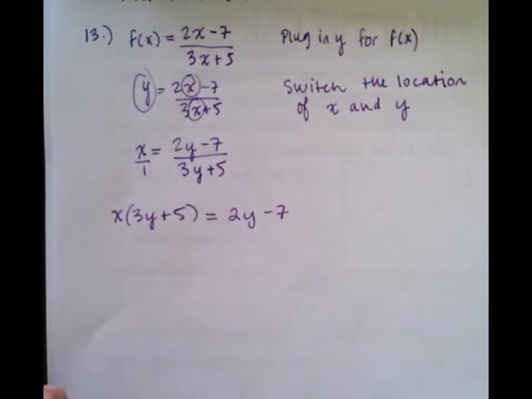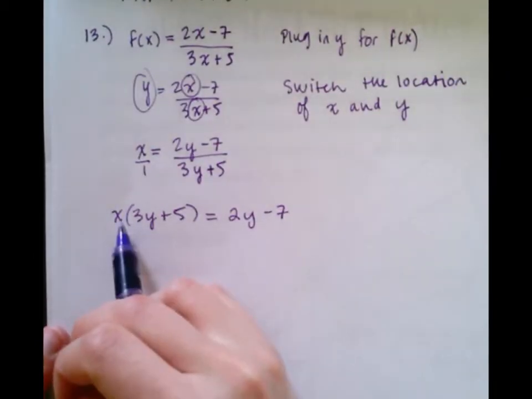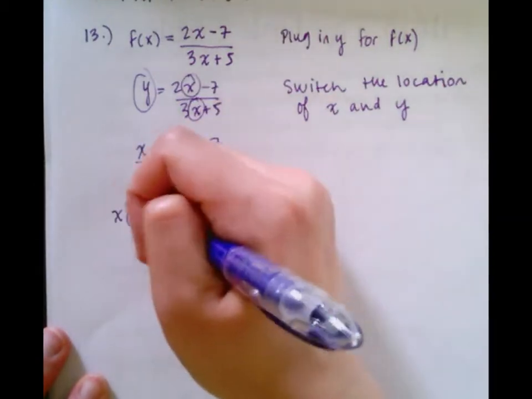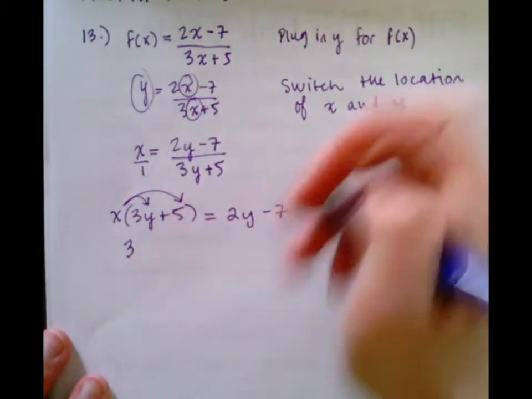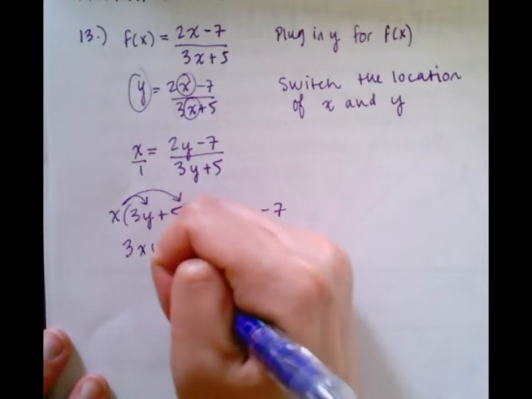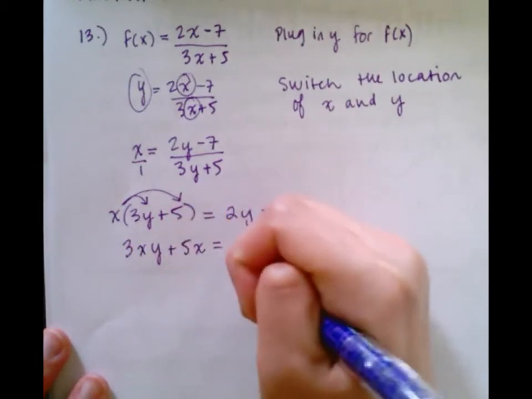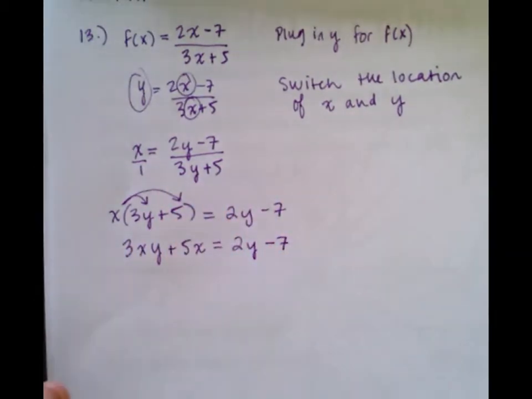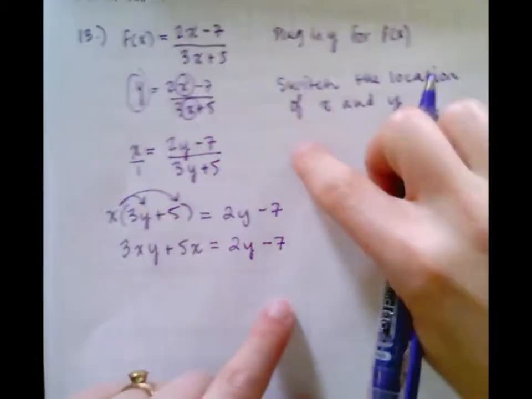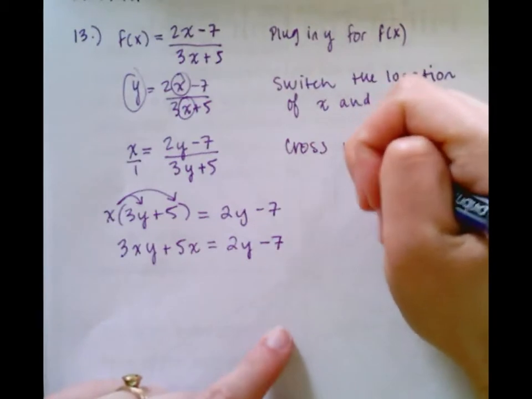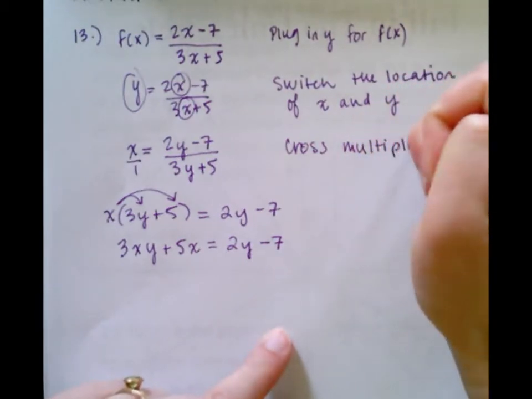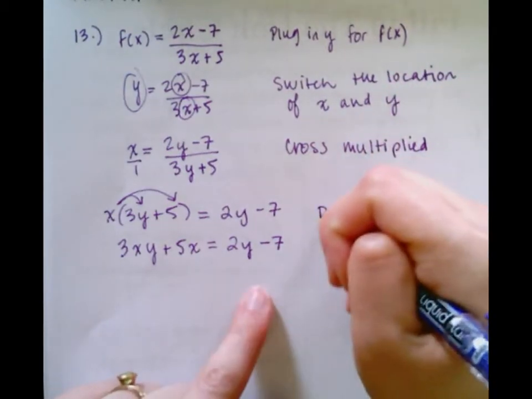And what we're going to do here is we're now going to distribute that x inside. So it would become 3xy plus 5x is equal to 2y minus 7. Okay, just to write something down here, you could think of it as, what did we do at this step? We cross multiplied, and then here we distributed the x.